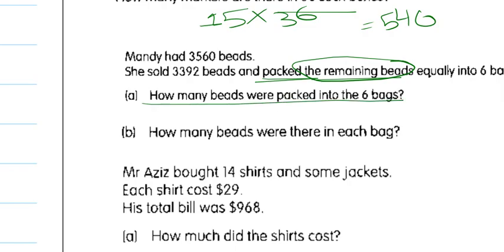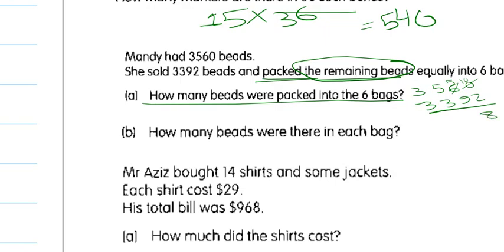Let's calculate the remaining beads. We will subtract 3,560 minus 3,392. 0 minus 2 can't be. Take 1 from the 6. It will be 5. And this 0 will be 10. 10 minus 2 gives you 8.